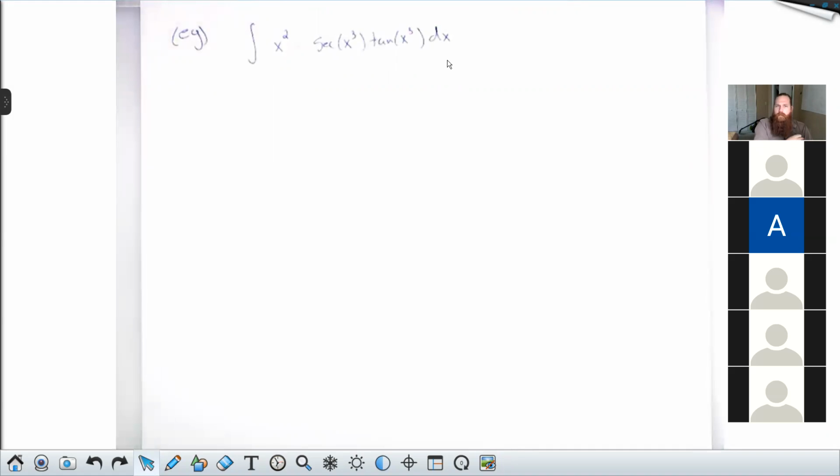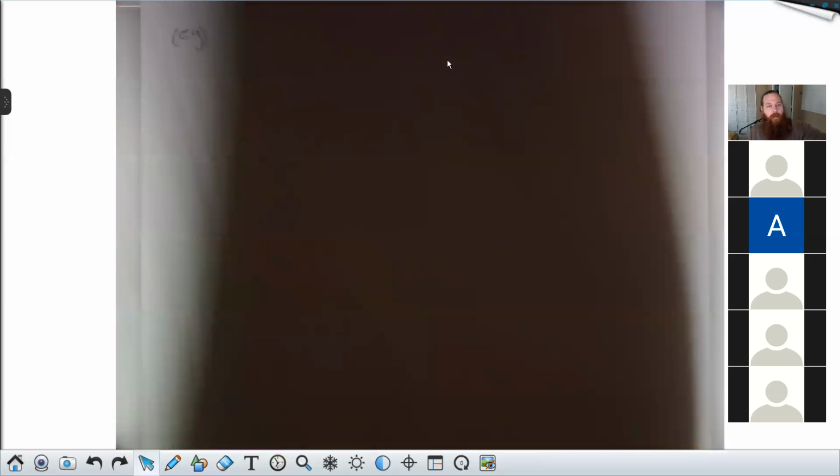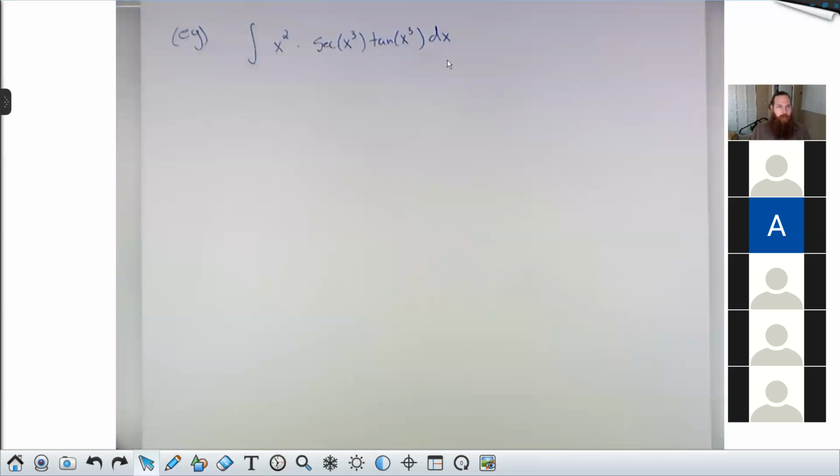Okay, so what could I try substituting for here? What looks like an inner function that I would like to get rid of to simplify this integrand? So I'm going to try to block out some of this light and see if that helps. Yeah, much better. So you can hold down spacebar to shout out ideas, or you can just type in chat. Anybody have an idea what we would like to try?